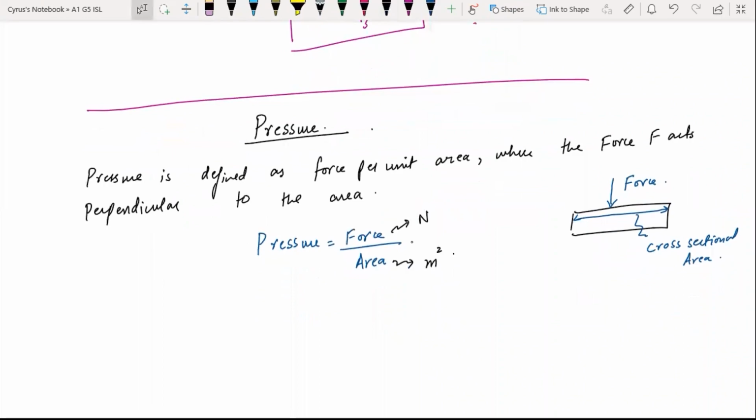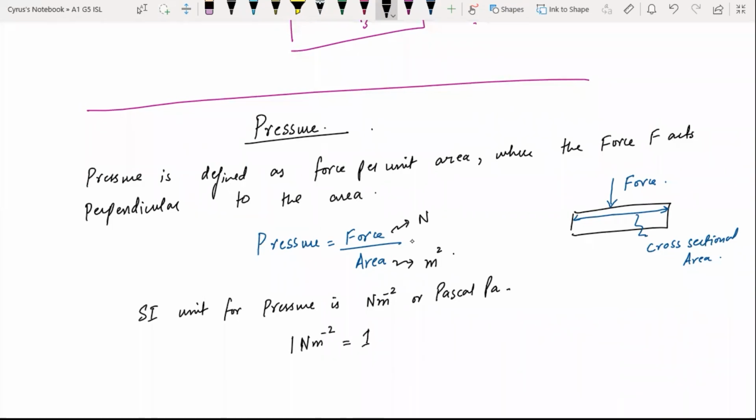So SI unit for pressure is what? SI unit for pressure is Newton per meter square or Pascal, right? I'll write it as PA. And you should know that 1 Newton per meter square must be equal to 1 Pascal, 1 PA. ठीक है जी, ये आपको पता होना चाहिए.